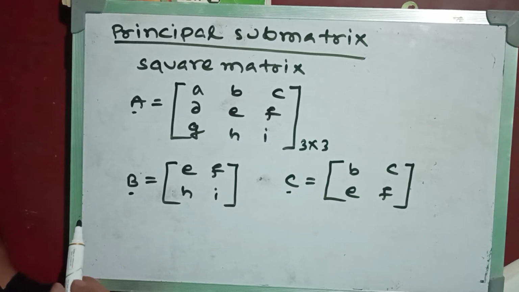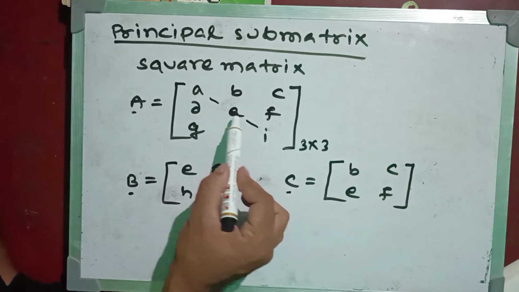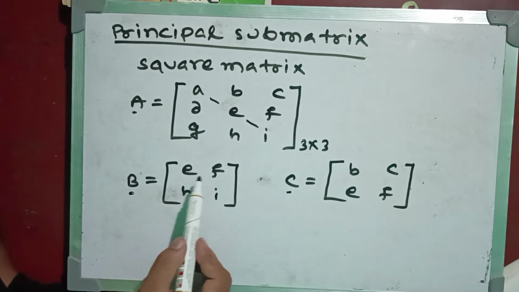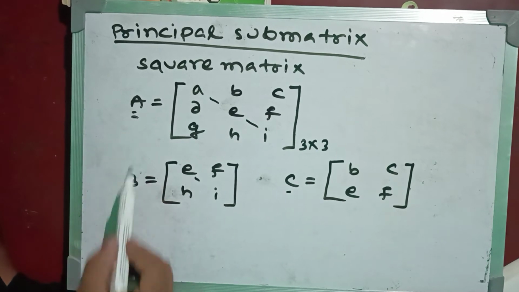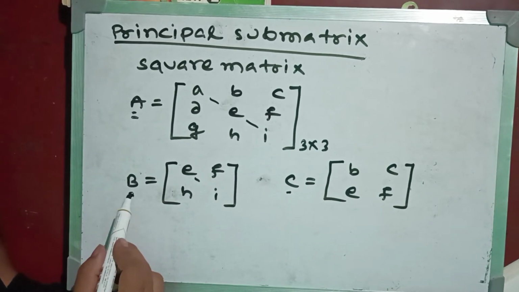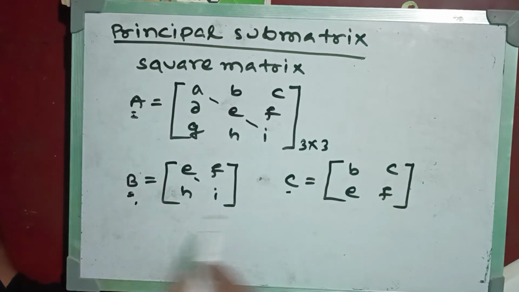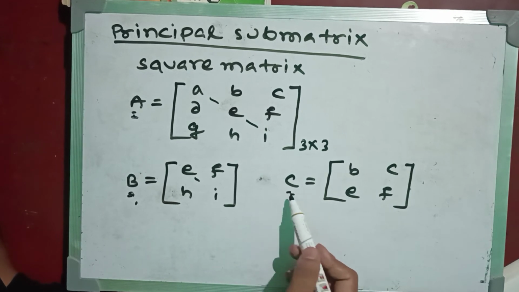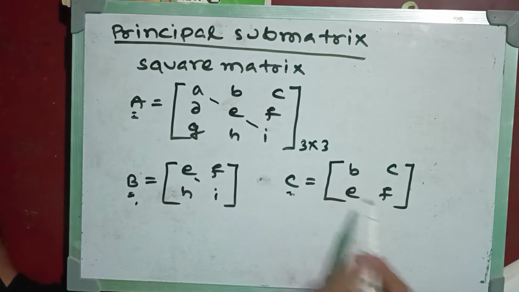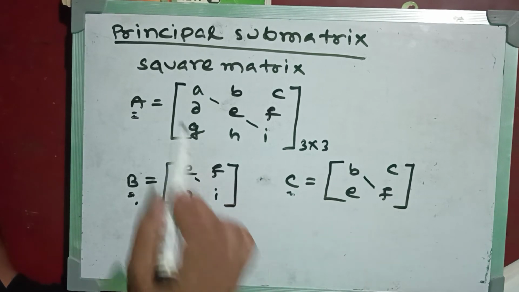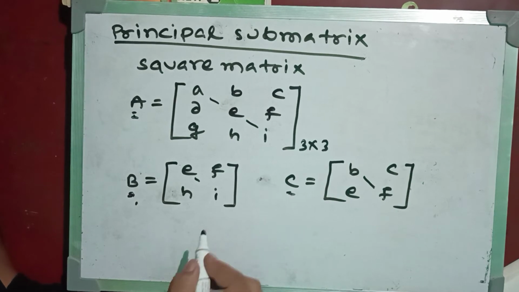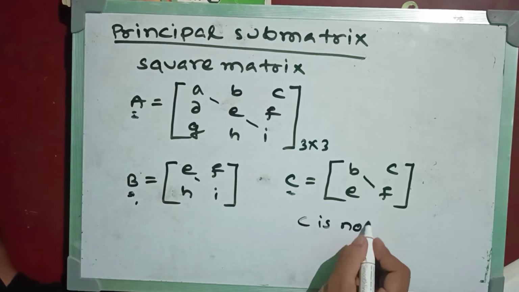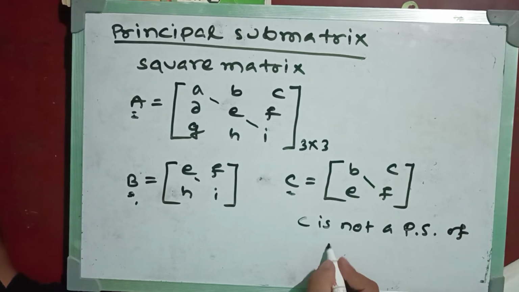But one thing we have to notice in a principal submatrix is the diagonal elements of the main matrix, which are A, E, I, and the diagonal elements of B, as you can see here, are E and I. So if the diagonal elements are the same in the main matrix and the submatrix, then we can call B a principal submatrix of A. Here I have shown another submatrix, which is C, and the elements are B, C, E, F, but here the diagonal elements are B and F. But in the original matrix we don't have the diagonal elements B and F, so C is not a principal submatrix of A.